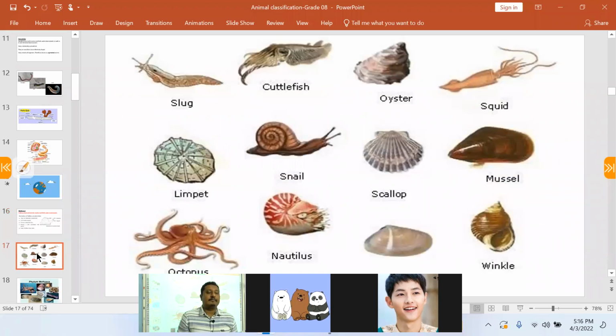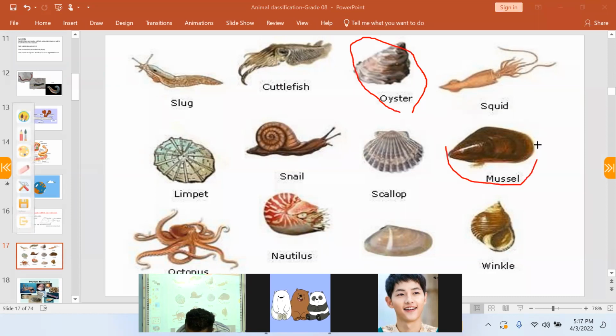Wide variety like this. All clams, mussels. Bivalve, oyster. This is an oyster. Mussels, clam.